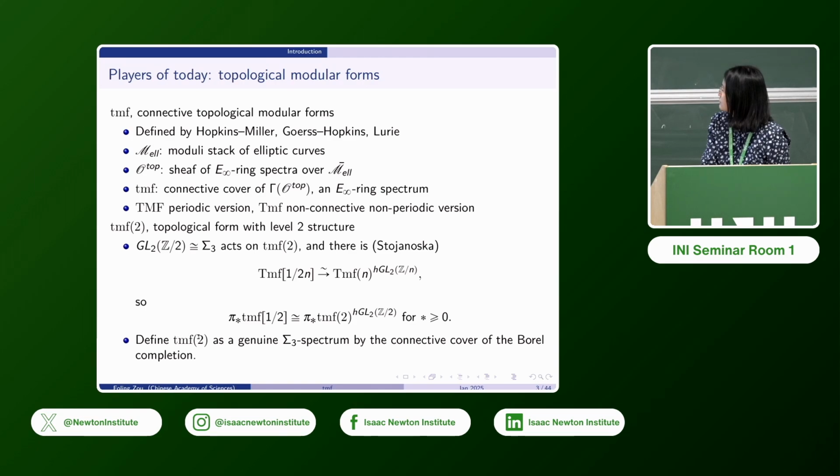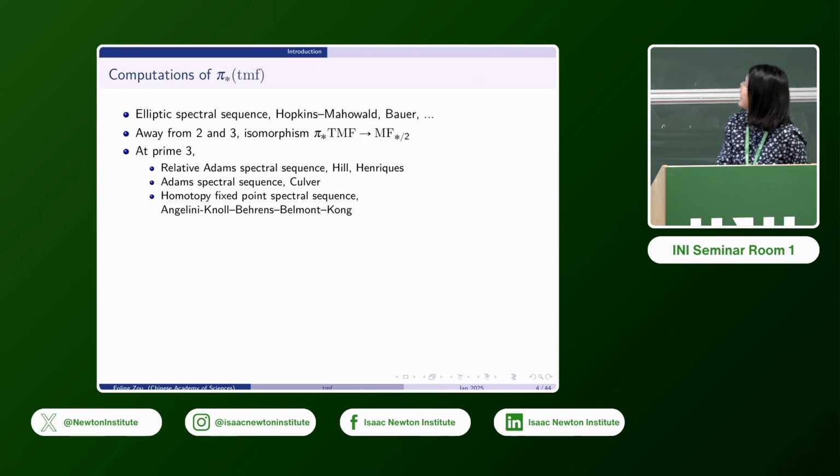And for simplicity, we define this to be a genuine Sigma 3 spectrum by taking the connective cover of the Borel completion, which is the spectrum on the right. And computation of it has been done by using elliptic spectral sequences. And we also know that away from 2 and 3, there is an isomorphism of pi star TMF to modular forms. And TMF does not have any torsion greater than 2 or 3. So apart from 2 and 3, we know everything.